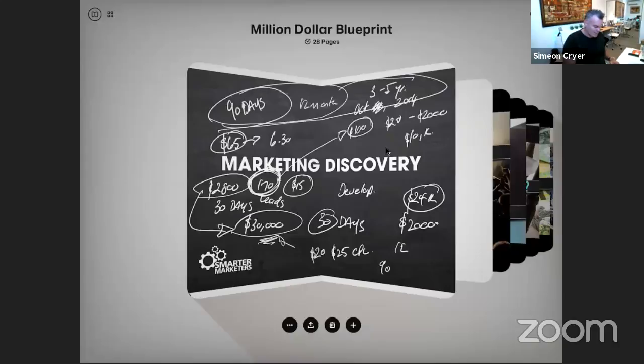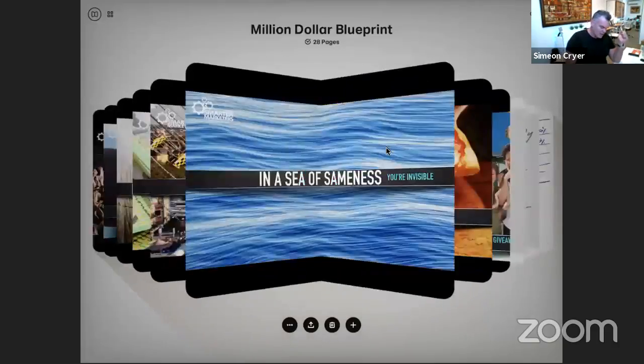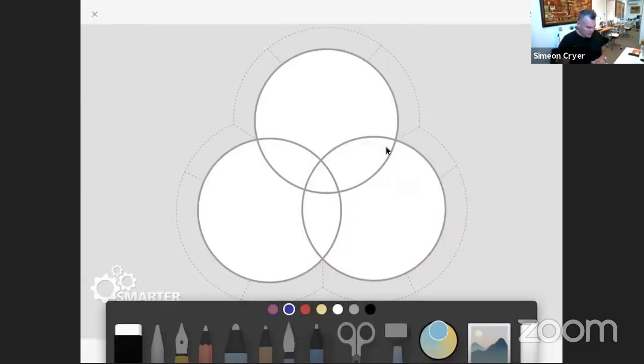So let me just go to the screen. Yes, it's bringing that up nicely. So I'll just open a clean page here. I want to take you to this model. It's like a series of Venn diagrams, which I think can really help you.